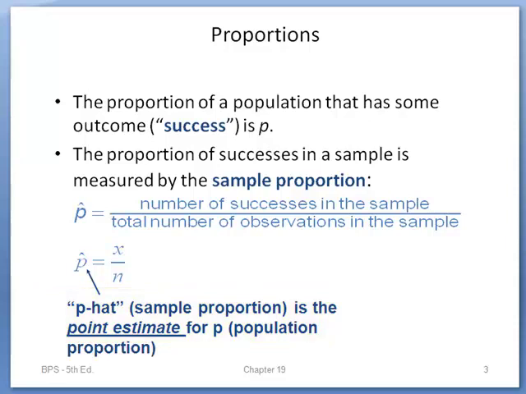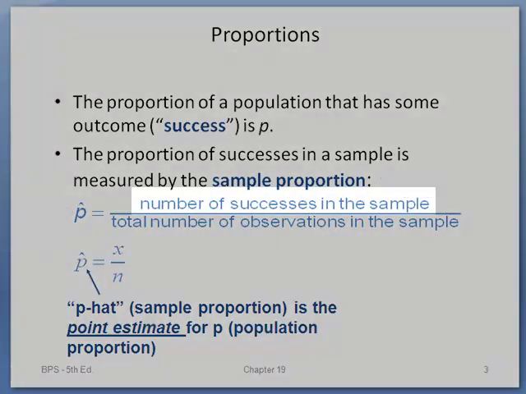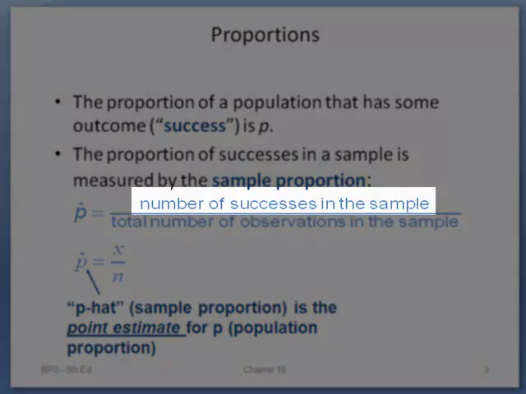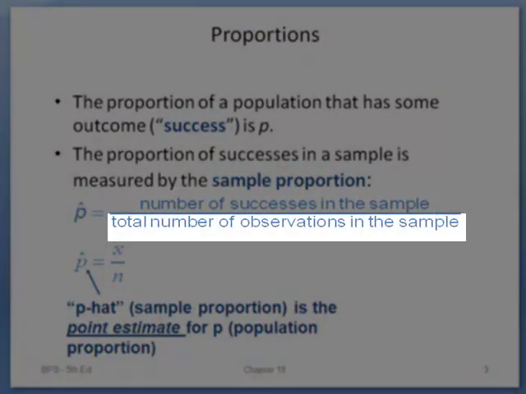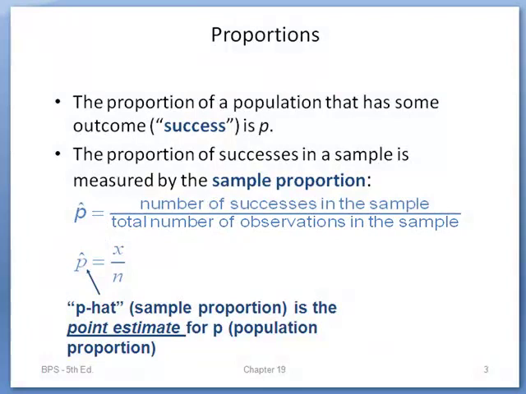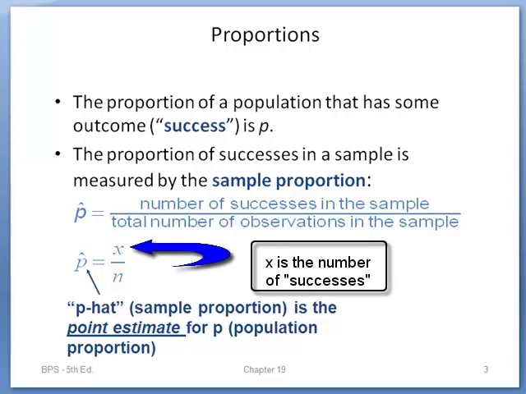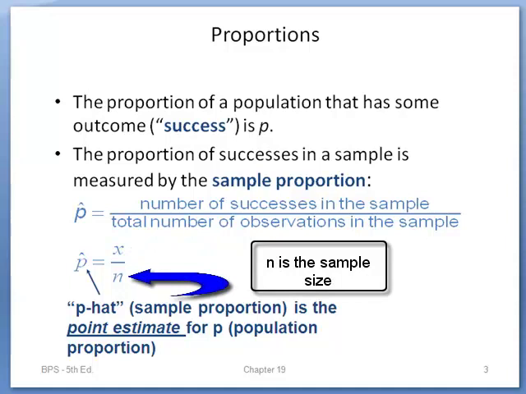The proportion of a population that has some outcome, a success, is p. We have our point estimate for our parameter, p hat. That's the sample proportion, and the way we find that is the number of successes in our sample divided by the total number of observations in the sample. As you can see, in our formula, p hat equals x over n, where x is the number of successes in the sample and n is the total number of observations in the sample.